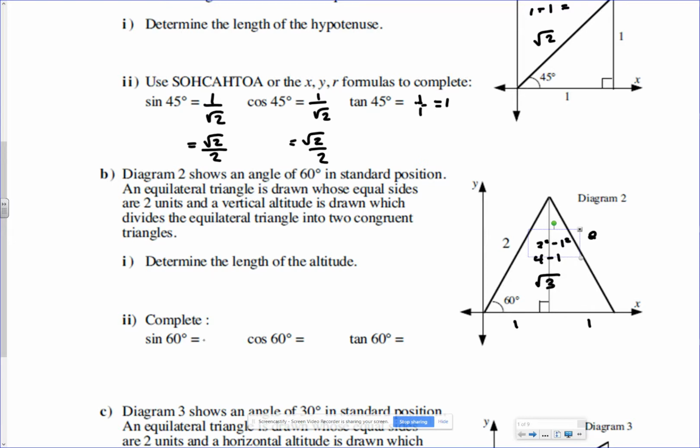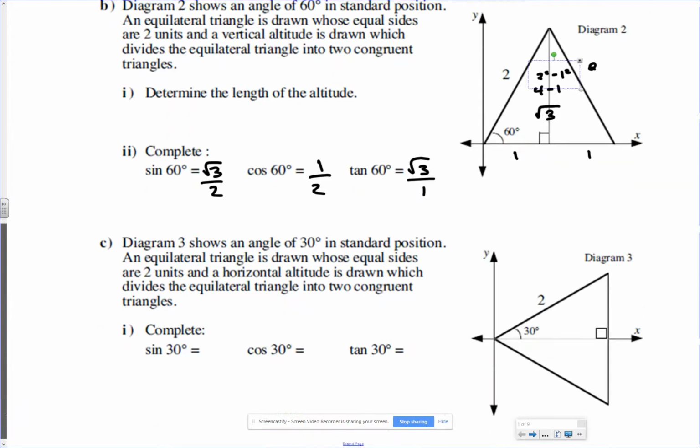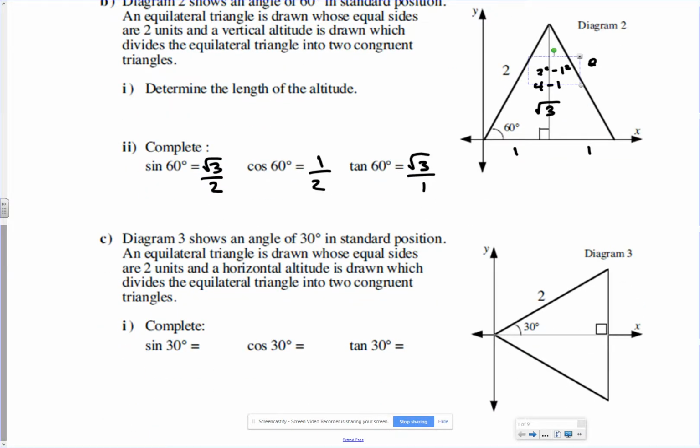So then being able to write our sine, that would be root 3 over 2. Our cosine would be root 3 over 1. Or sorry, our cosine would be 1 over 2, adjacent over hypotenuse, and then our tangent would be root 3 over 1. And then looking at our last triangle, which is doing a 30 degrees, the 30 degree is just the other one flipped on its side.